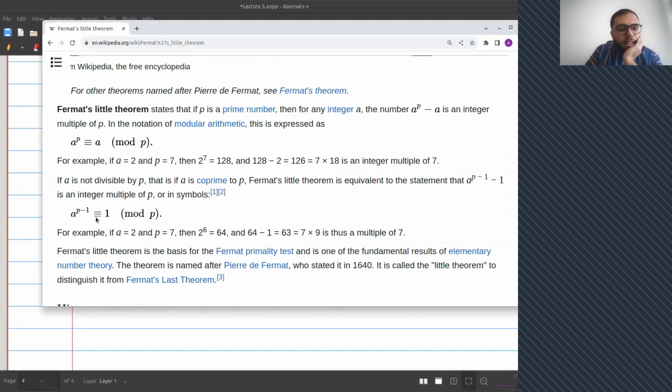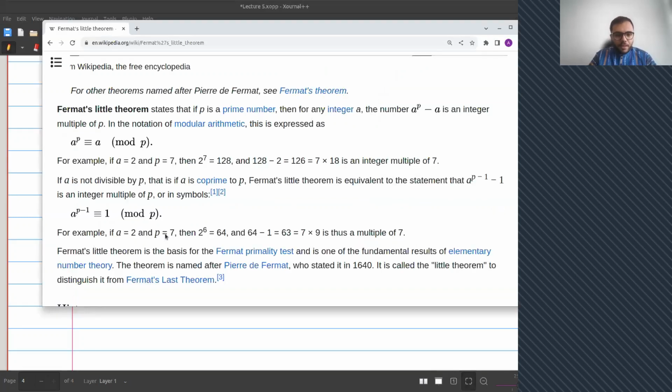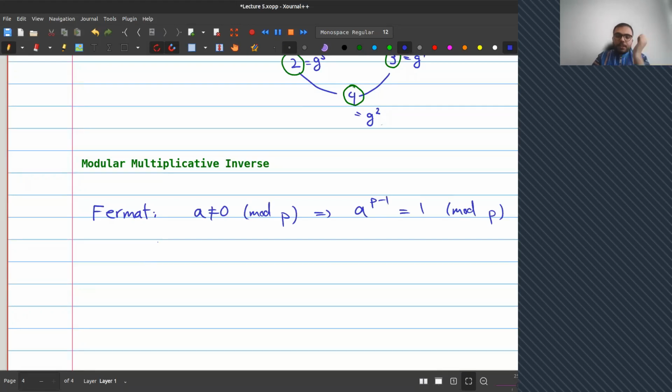What does this say? Again, it says that if A is co-prime to P, which means if A is not equal to 0 modulo P, then A to the power of P minus 1 is equal to 1 mod P, okay? So this is what Fermat says. If A is not zero mod P, then A to the power of P minus one is one mod P, right? Okay, but what does this mean?